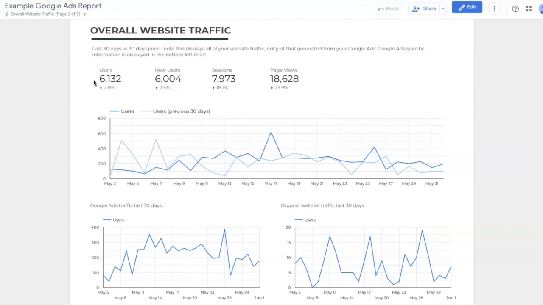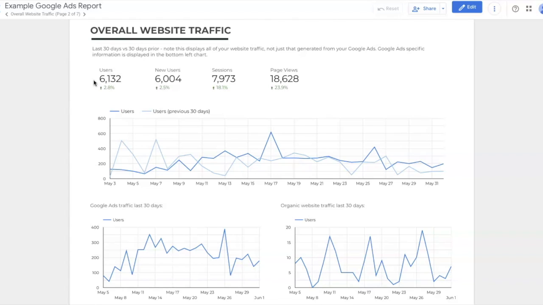Your users are how many visitors you've had to your website, and new users is the number of visitors of which were new and hadn't been on the website previously. You'll always have more sessions than you will users. Every time a user clicks onto your website, it generates a new session. So one user, if they come back 2 or 3 times over the course of the month, can initiate 2 or 3 sessions.